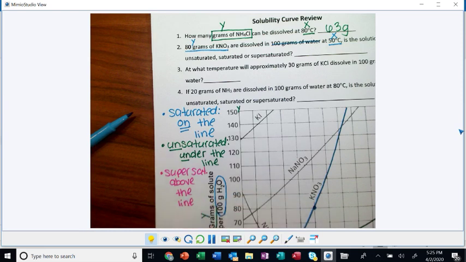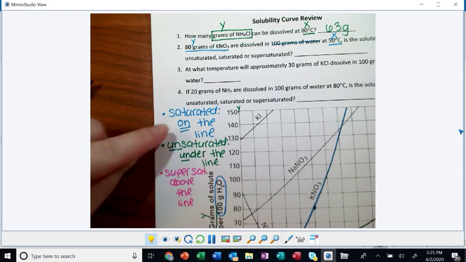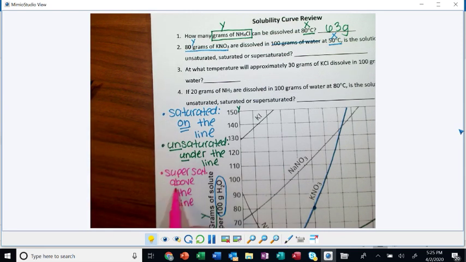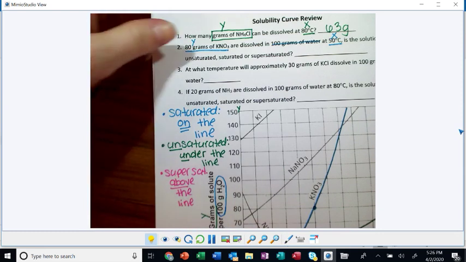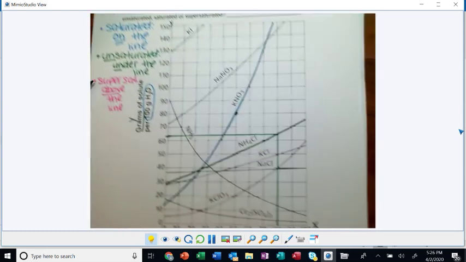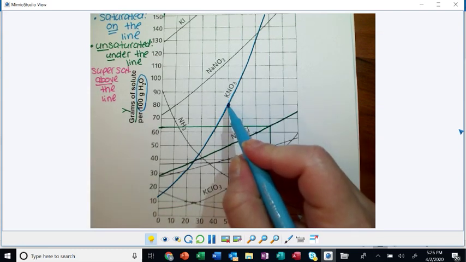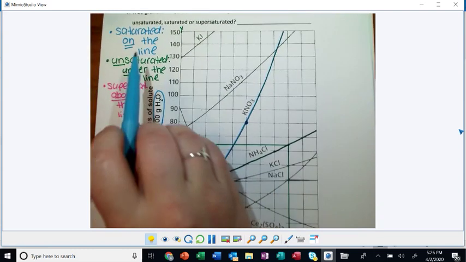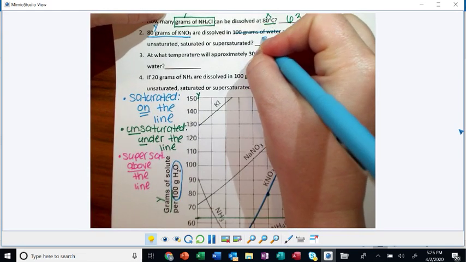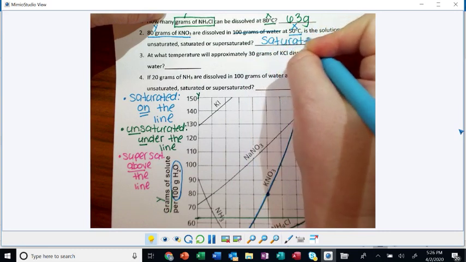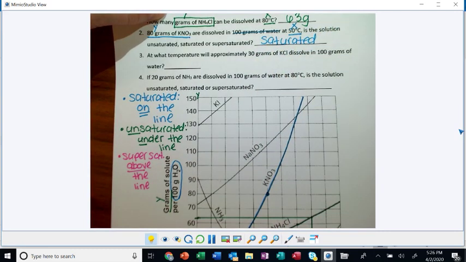So I want to know, where does that dot fall compared to the line? Is the dot on, under, or above? Okay. So I'm going to go back to my graph over here. And if you notice, my point is on the line. And we said if it's on the line that it is saturated. So this is a saturated solution.